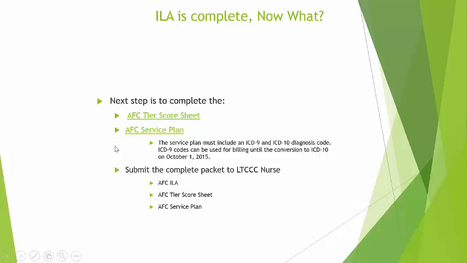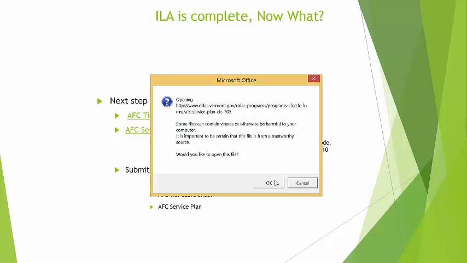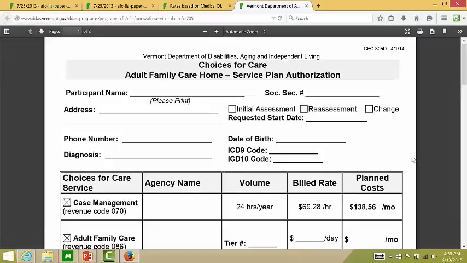Once the individual, or prior to the individual moving into the home, once you know the move-in date and you have the tier confirmed, then you would want to complete the AFC service plan. I'm going to show you what that looks like. I believe this is still the old one that has the case management on it, but we will be linking a new one to this spot on our website. So this is what the AFC service plan authorization looks like. You've probably seen this before.